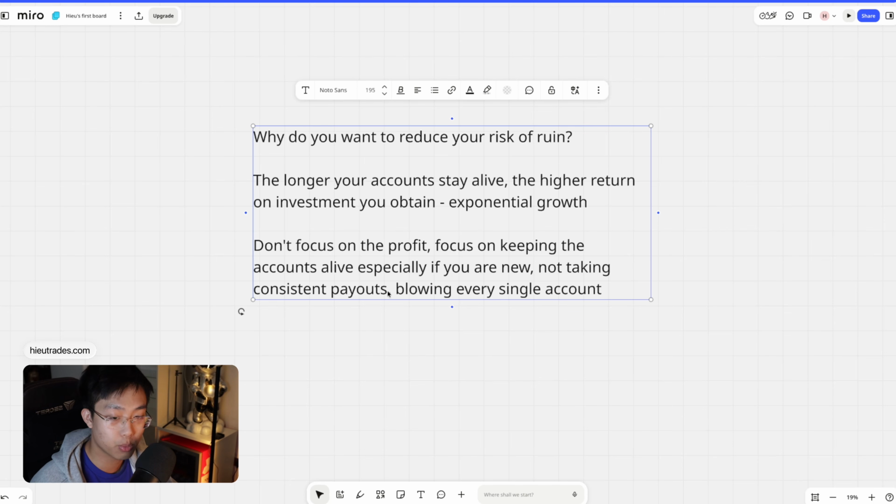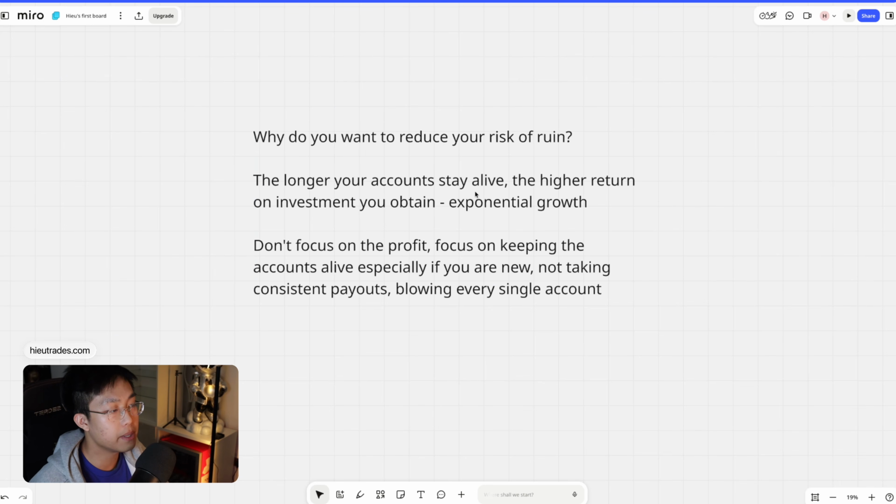However, you still come out with $200,000 worth of profit. So when you're looking at it from an absolute figure, it doesn't really matter so much. There are multiple different ways you can go about it. But generally speaking, the longer your accounts stay alive, the higher return on investment you will obtain, right? You will experience exponential growth as you're able to farm more payouts, and your downside is already reduced because you don't need to buy any more evaluation accounts and you don't need to reset as frequently. And that is why you want to reduce your risk of ruin for the majority of you.